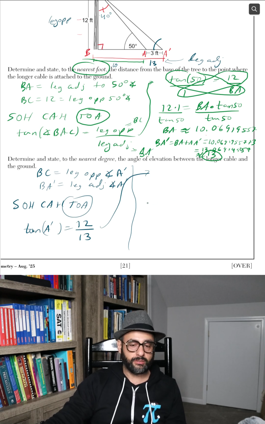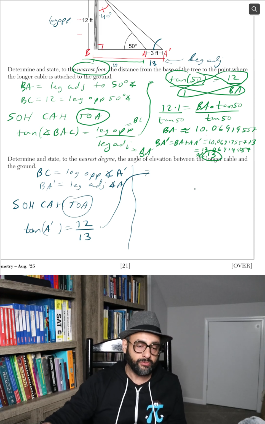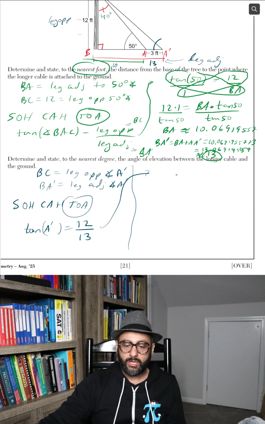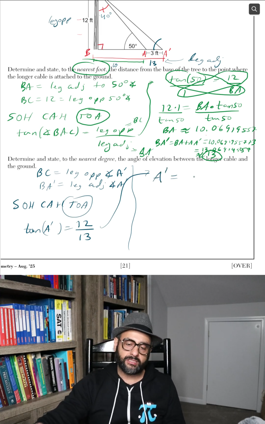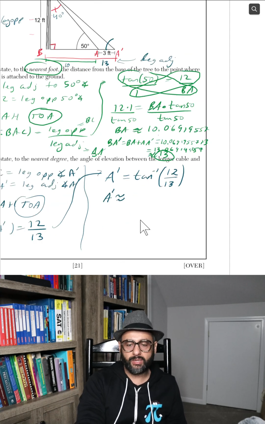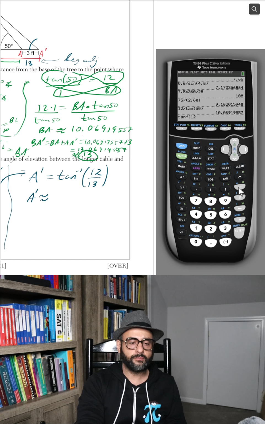Well, tangent is a function. So the way you do the inverse of a function is you literally have to use the inverse of that function on both sides of the equal sign. So if you undo the tangent, you're left with A prime, and on the right side, you're left with tan inverse of 12 over 13. And so A prime is approximately what the calculator is about to tell us, and we're going to use the decimals again. Tan inverse is right above the tangent button in blue, so we press the blue second button, and we press tan inverse, and 12 over 13.